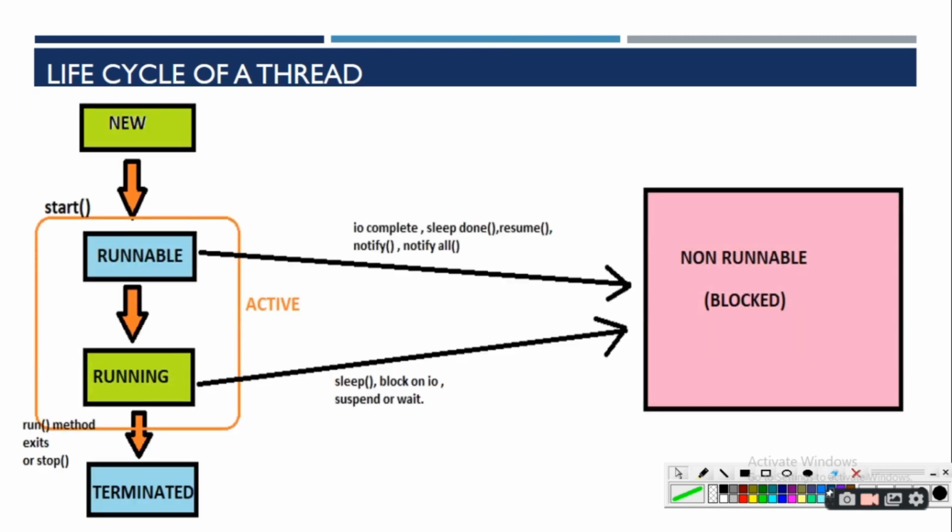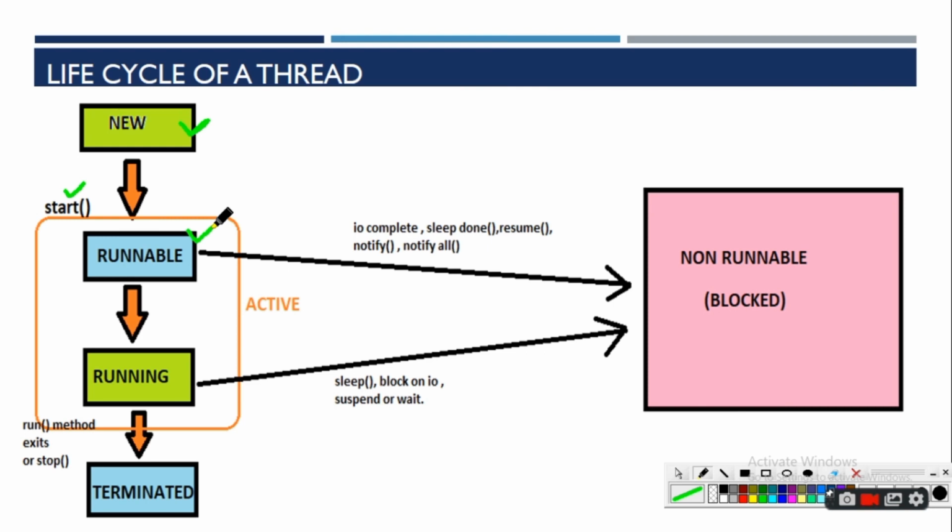So as you can see, there is a figure in the slide which I have drawn for you guys. Suppose that you have created an object of my thread class, then suddenly that class will move to the new state or new phase. When you call the start method over there, it will move to the runnable state. We can say runnable is a waiting state. Waiting means that the thread is active, but it is not running.